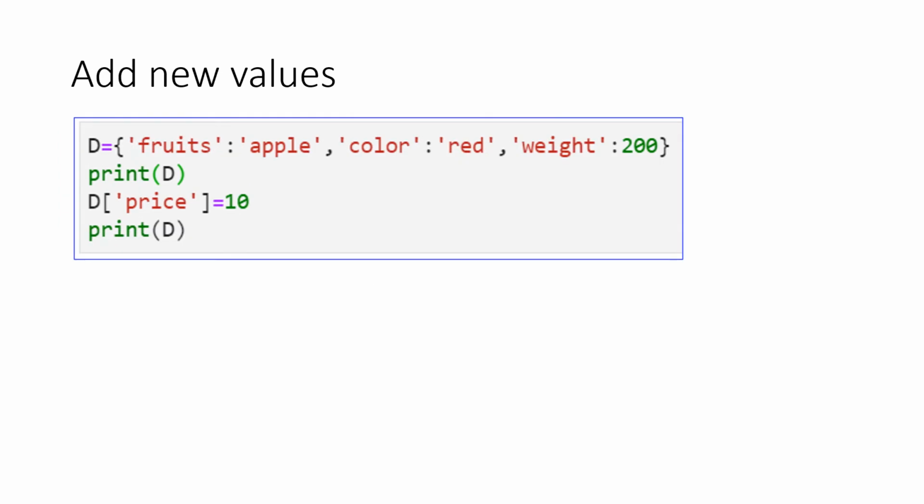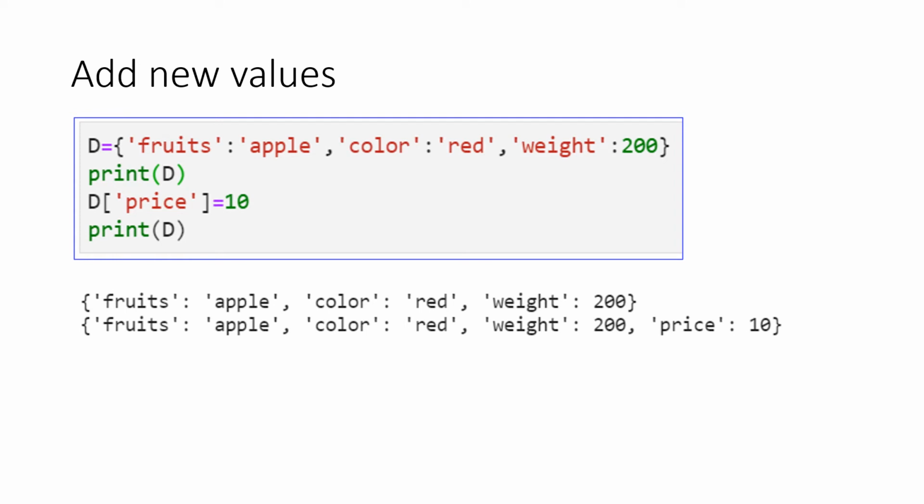Adding new values. It is also possible to add new values to a dictionary. And here I have tried to add a new key value pair called price, which is equal to 10, into this dictionary. And if you print the dictionary after adding this value, you can see that the extra key value pair is added at the end of this dictionary.